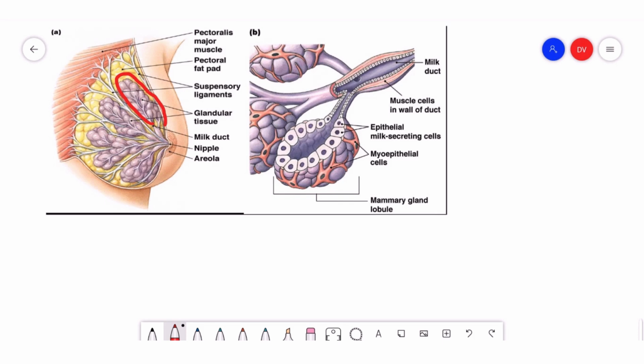Each lobule, if you see much closer, will be like that of an alveoli, which is found in the lungs. So what is happening in the alveoli? Can you see the lumen there? That lumen will be filled with the white milk.